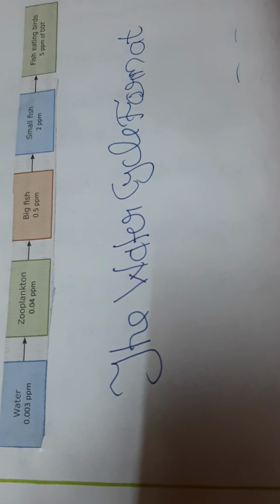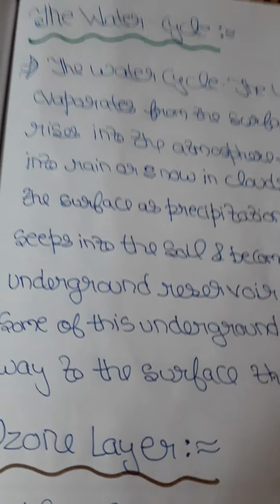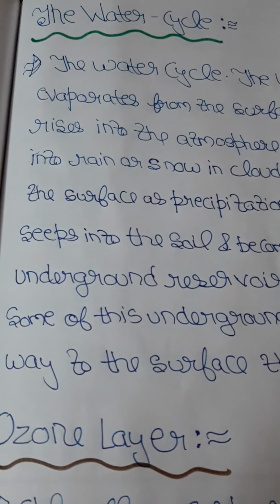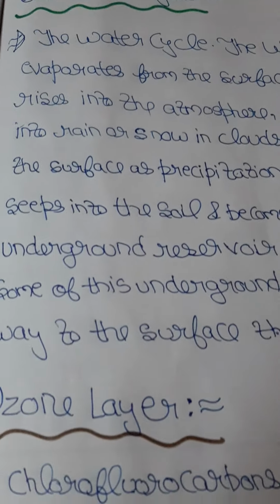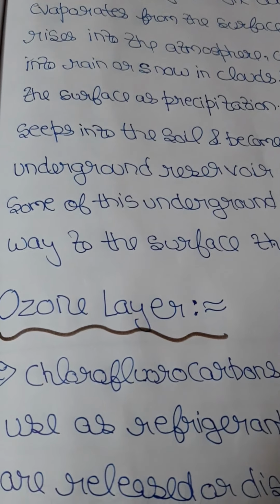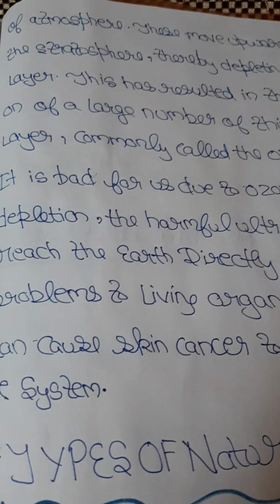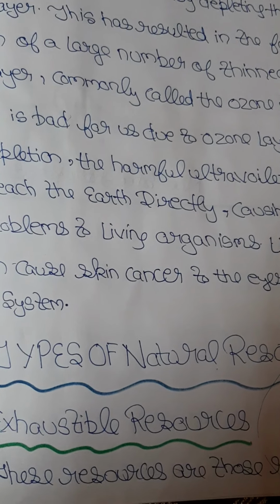This is the water cycle format. On the right hand side we have the full description about the water cycle. In front of this we also have to write the ozone layer. On the next page we have to complete the ozone layer topic. The next topic is types of natural resources.